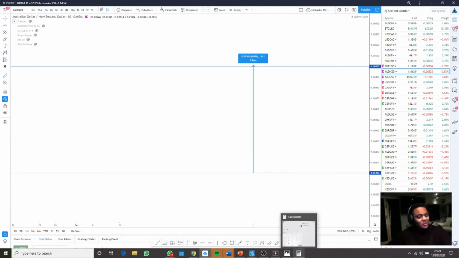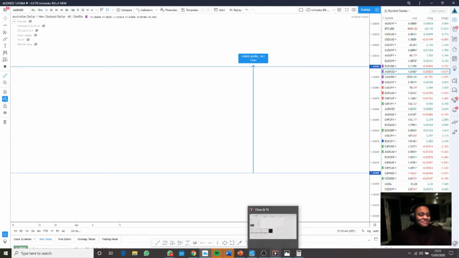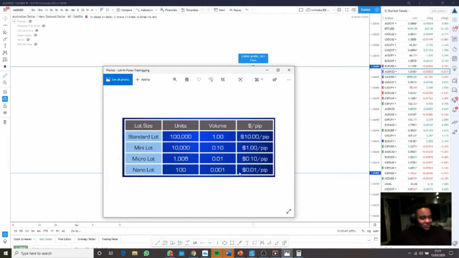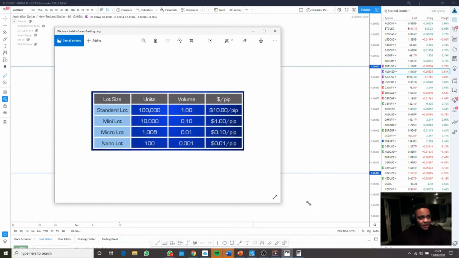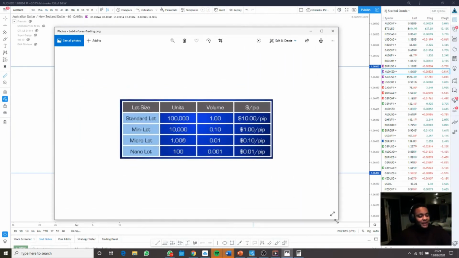And here's where lot sizes come in handy. So what you find is depending on what trading platform you use, it's going to display it in a slightly different way. Some trading platforms will show it in units, or some will show it in volume. For myself, I personally use volume. It's a way my mentor taught me, so it's a way that I will share with you.